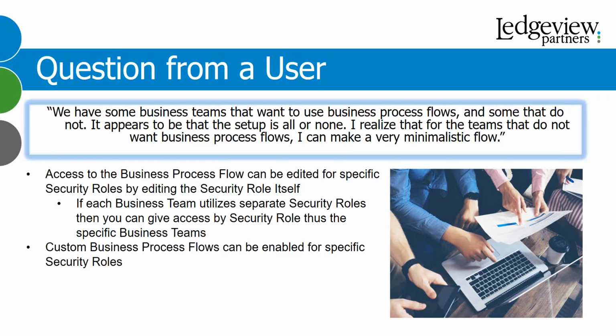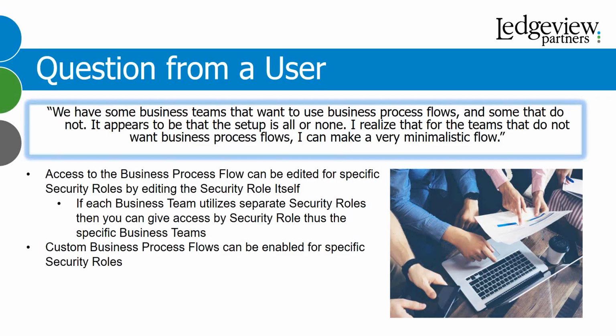Then each business team is basically saying, if you're part of this business team, you now have this additional access to the business process flow. Where there are business teams that don't, they wouldn't have a security role that gives them access to being able to utilize business process flows. Then they wouldn't use them.